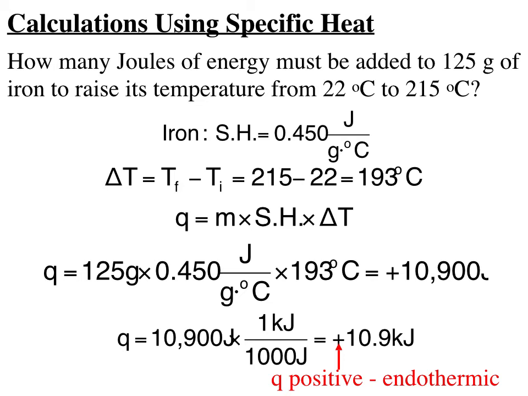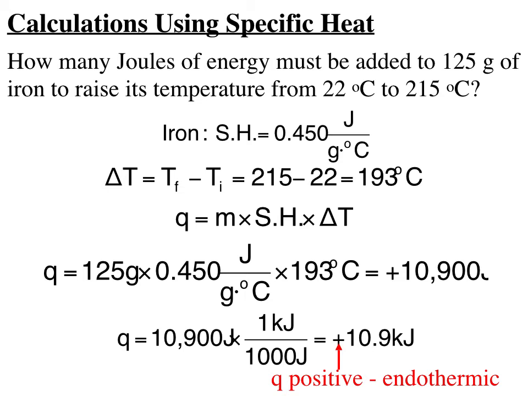So when I multiply all the values together, check the dimensionality of the problem, I get that Q is 10,900 joules. Now notice I am also converting that to a more reasonable sized number that eliminates the significant figure problem of the zeros that I have in 10,900 joules. Since a kilojoule is 1,000 joules, just like a kilometer is 1,000 meters, I can convert my joules to kilojoules by dividing by 1,000, and I find that Q is plus 10.9 kilojoules.